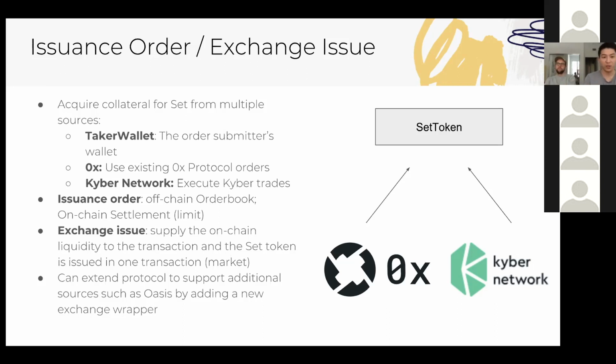And then the other flavor is exchange issue, where basically you don't need a maker and a taker. You have a user who basically says the same thing. I have one Ether. I want this much of a set. And I'm going to tap into, I already have these 0x orders and this Kyber exchange, and I'm just going to submit all of those to our contracts and mint the set.